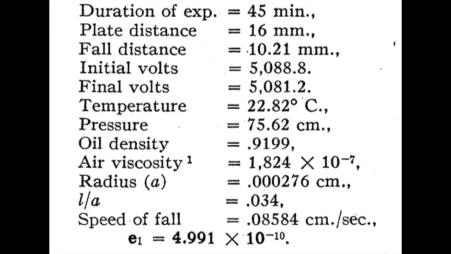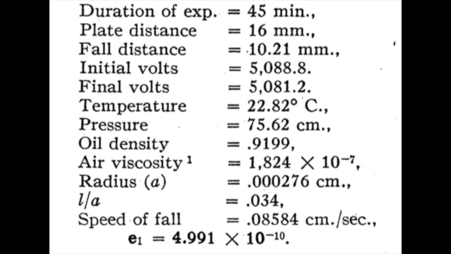And the units are what's known as electrostatic units, not the familiar coulombs that we use today. So this works out to 1.664 times 10 to the minus 19th coulombs, which is very close to the modern value of 1.602 times 10 to the minus 19th coulombs. So it's within a few percent there.